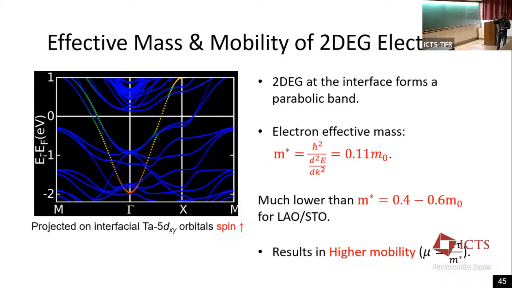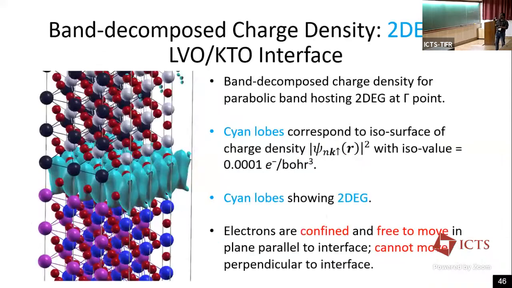In fact, we have observed in experiment very high mobility of this LVO KTO system compared to the LVO system. And this is because tantalum 5D is more delocalized compared to the Ti 3D orbitals. So this is the last slide.